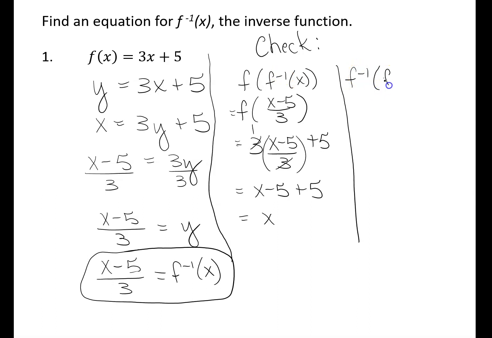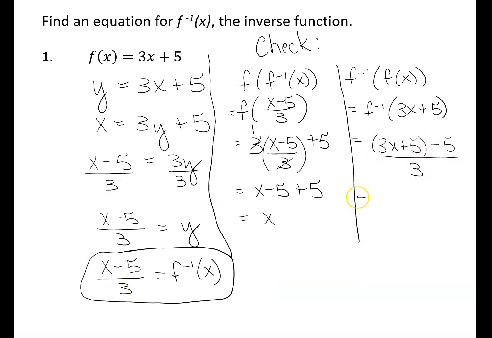f inverse of f. So that'd be f inverse of 3x plus 5. So we're going to look down here. This is our inverse function that we boxed in at the bottom here. And in place of the x, we're putting 3x plus 5. And then we have a minus 5 next to that. And on bottom, a 3.